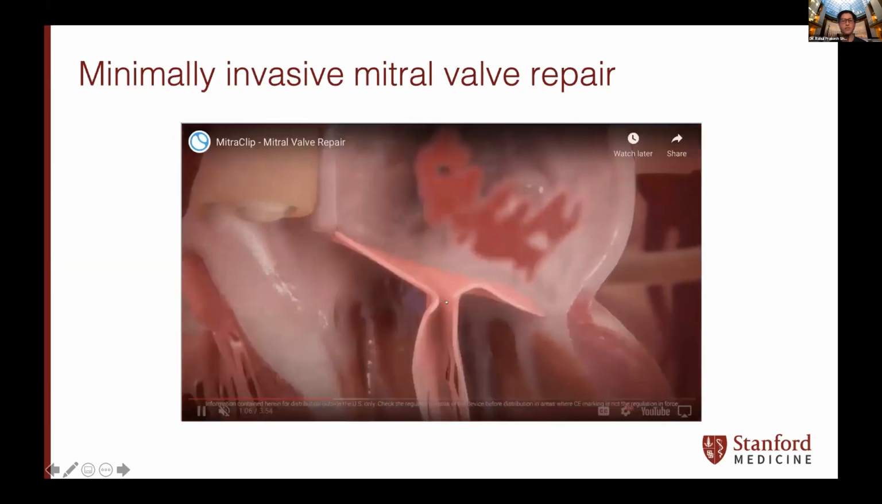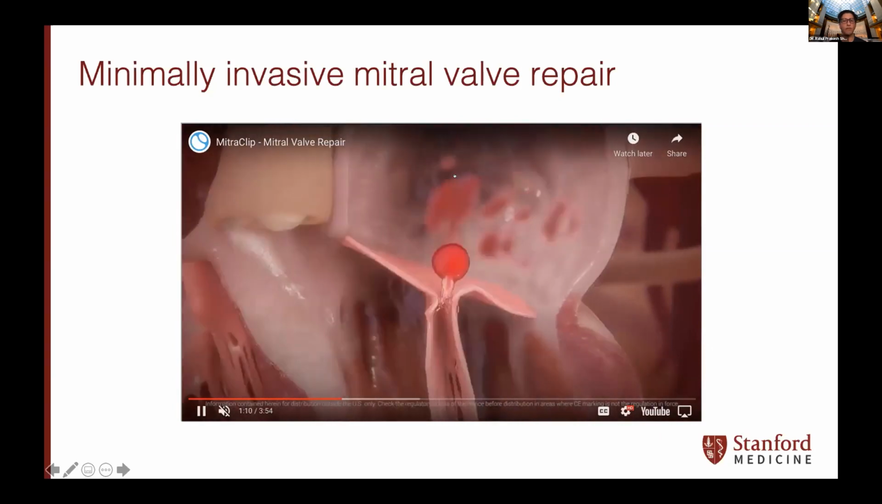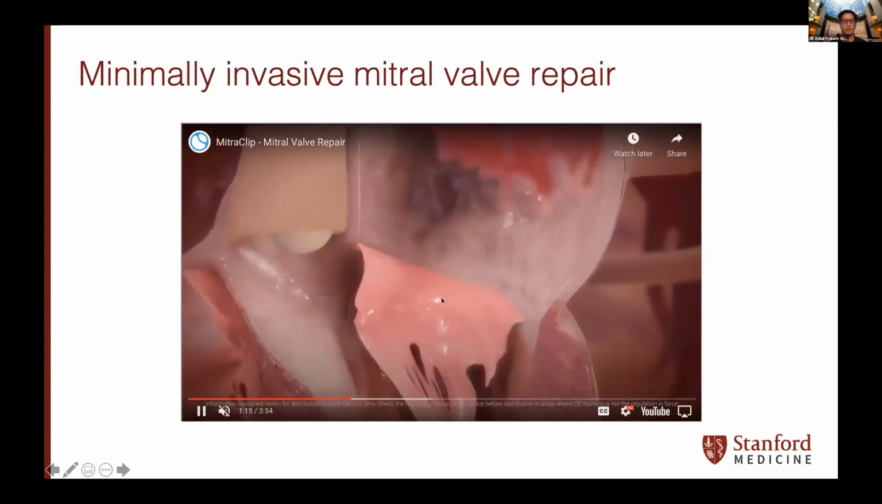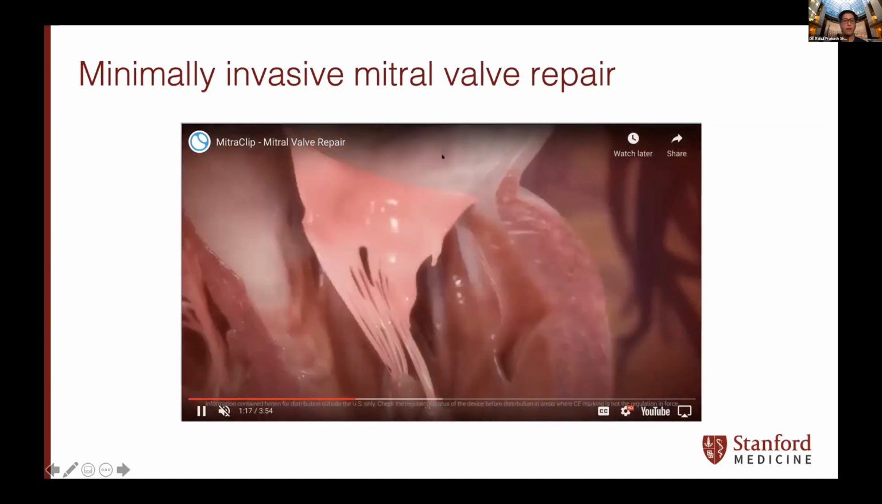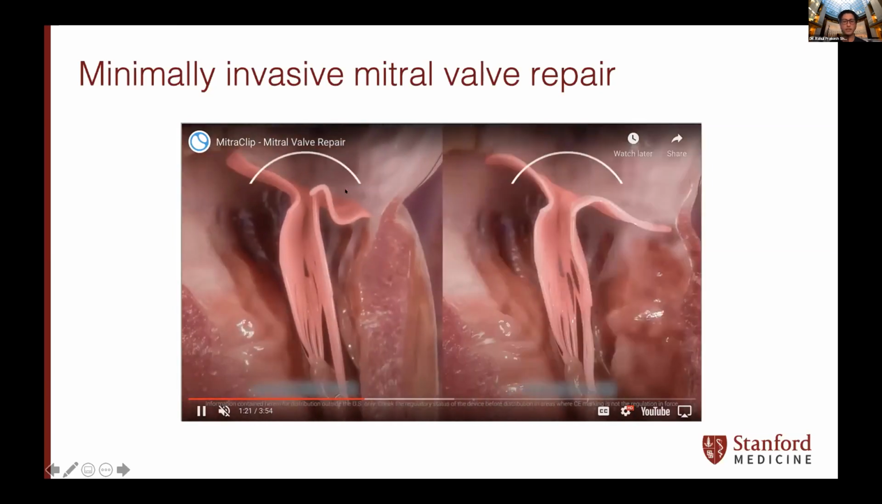And what happens is, you can see here in the animation, blood starts to leak backwards, which means instead of all of that oxygen-rich blood going forward into the rest of the body, some of it goes backwards, and it becomes a problem when a lot of it is going backwards. So the heart's rendered inefficient. And you can see here, these leaflets are not coming together nicely.